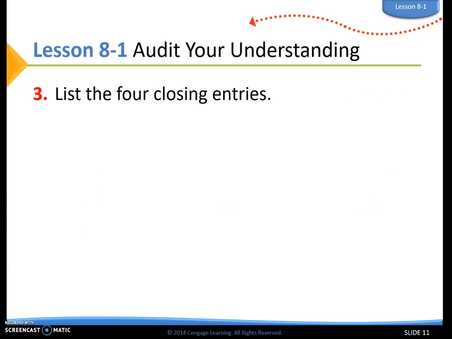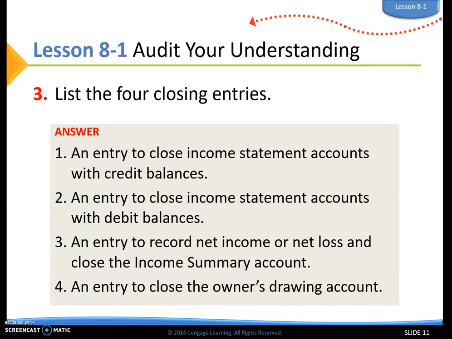List the 4 closing entries. An entry to close income statement accounts with credit balances, which would be sales. An entry to close income statement accounts with debit balances, which would be all the expense accounts. An entry to record net income or net loss and close the income summary account. And an entry to close the owner's drawing account.